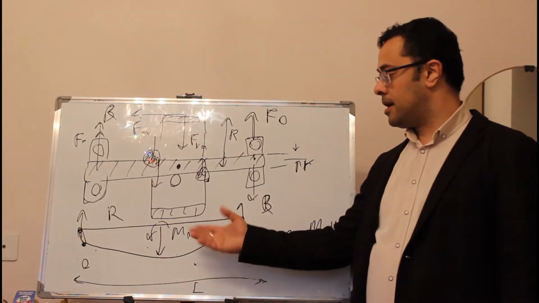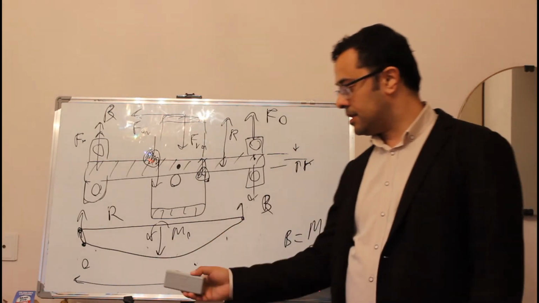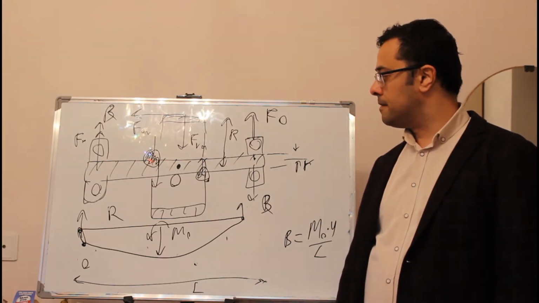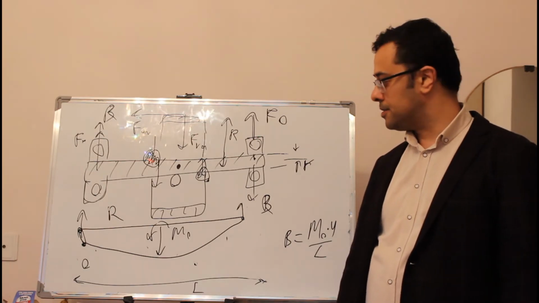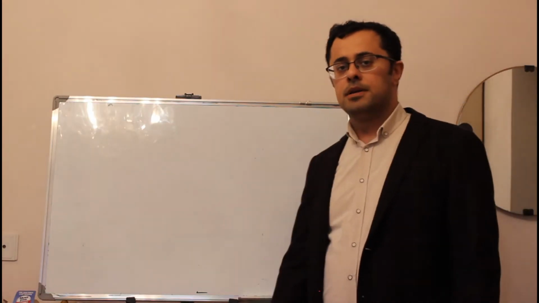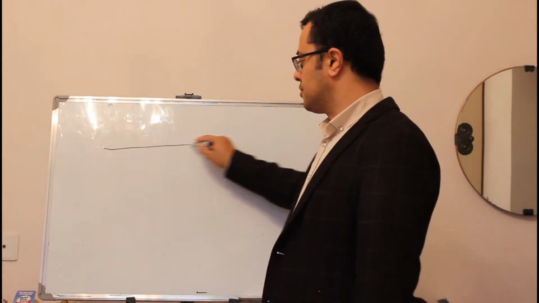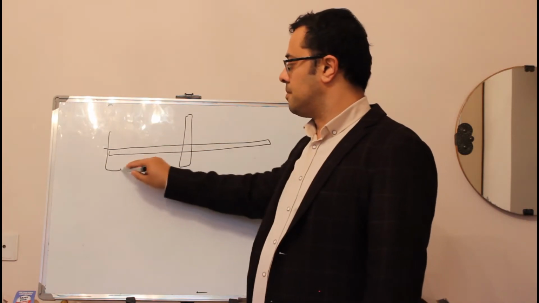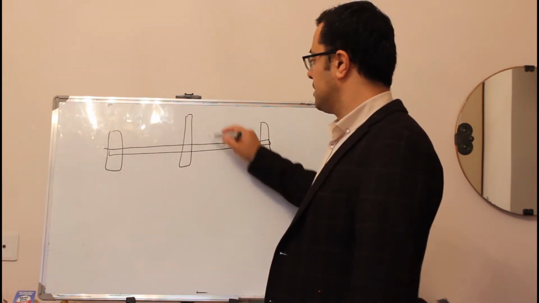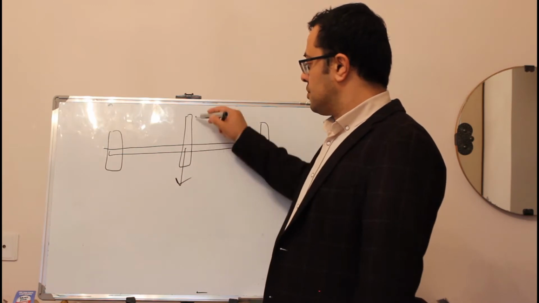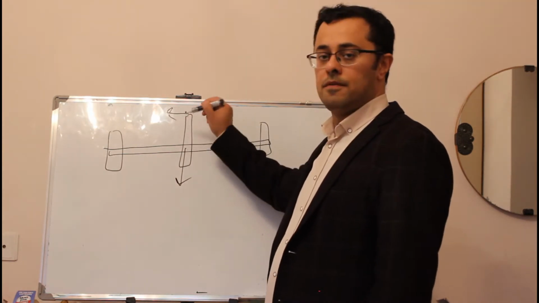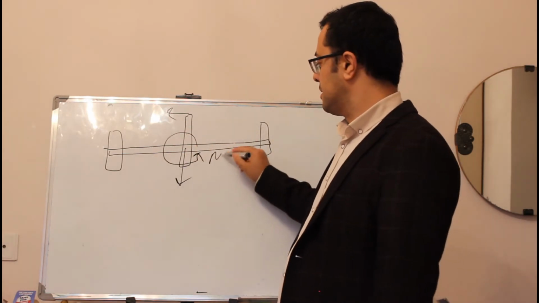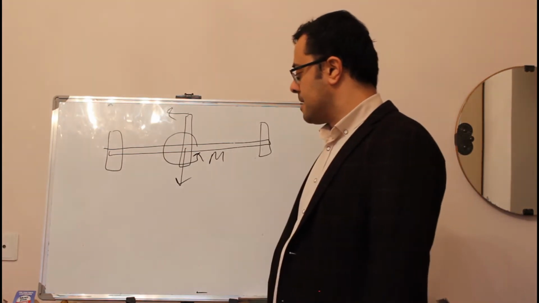And this data gives you the basic information. Very simple. So your shaft, your gear, your bearing, another bearing, force. Here you have a force which creates a bending moment, something like this.